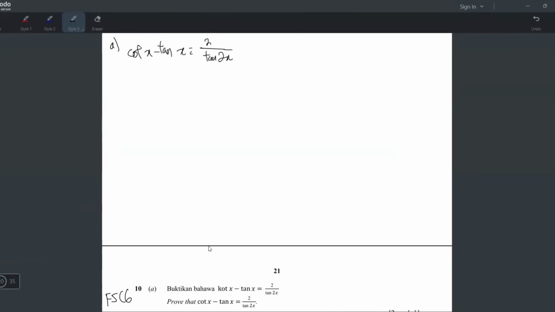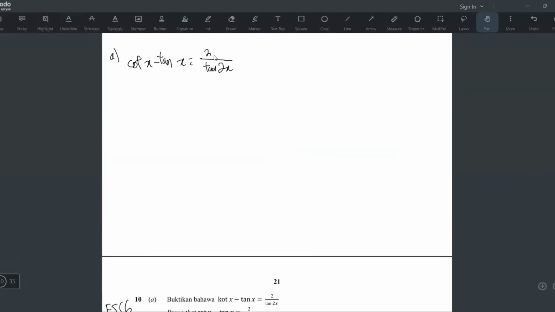Okay, for proving questions, we always need to decide which side we want to start first. We can either start from the left hand side or the right hand side. But for me, I will always start with the more complicated side, and for this I will start from the right hand side. Why do I start from the right hand side? Because when I see this, I immediately think about the double angle formula.